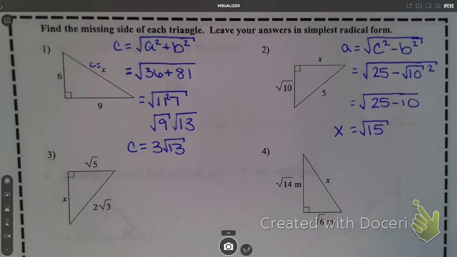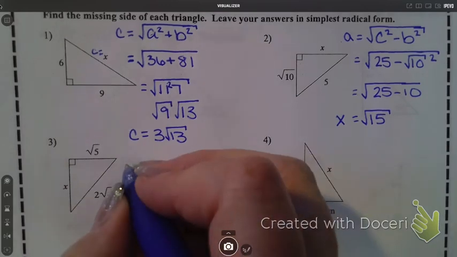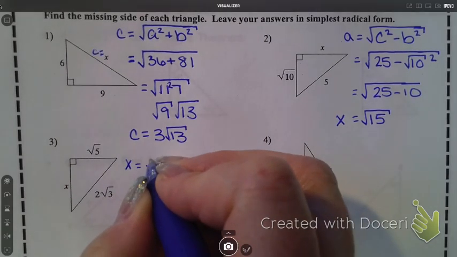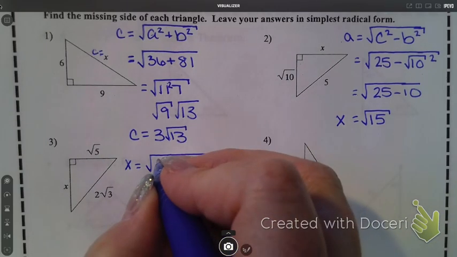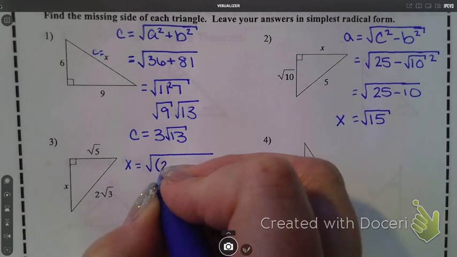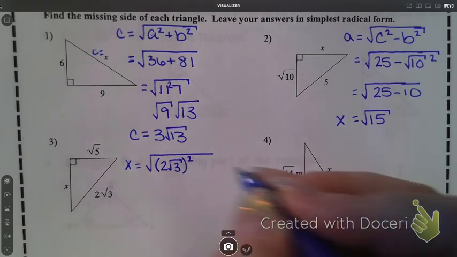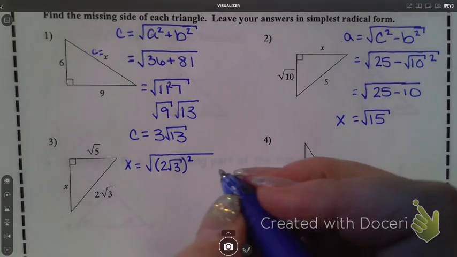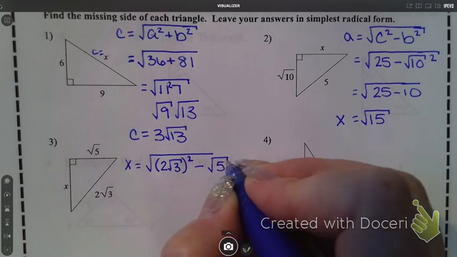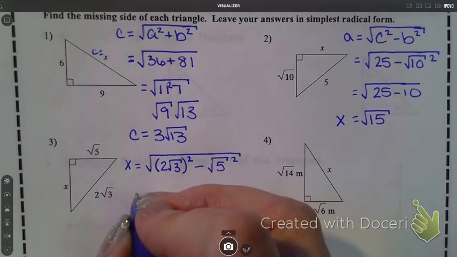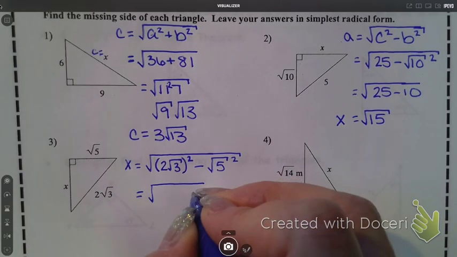Okay, 3, leg or hypotenuse? Leg. So x equals the square root of c squared. Well, c is parentheses 2 square root of 3, and we'll do that off to the side in a second, squared, minus the square root of 5 squared, right? So the square root of 5 squared is what? 5. Okay, we're good there.